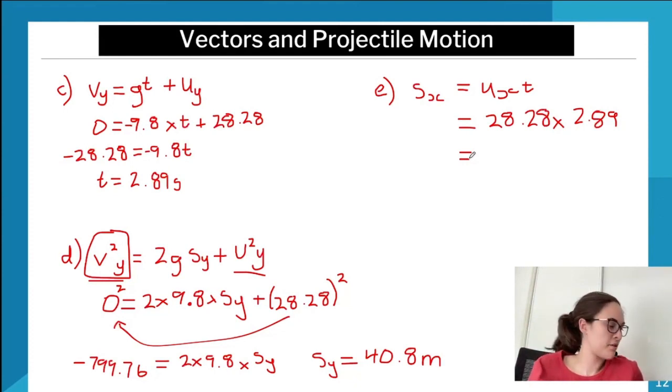Yep. So our horizontal displacement will be 81.73 meters. If you have any questions about this question, feel free to pop them in the chat. Otherwise, we will move on now.